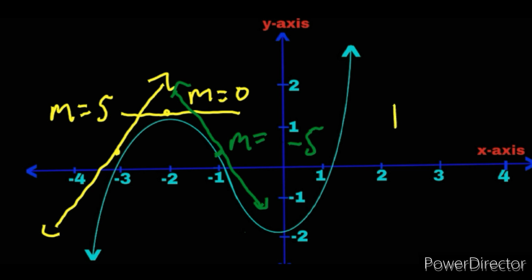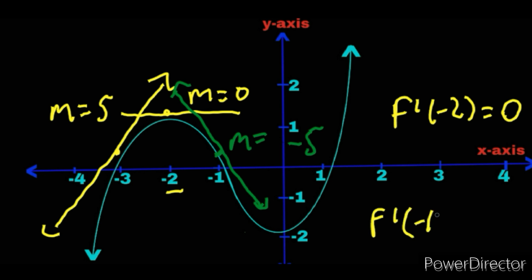If they say the first derivative when x is equal to -2, they're asking what is the gradient of the tangent when x is equal to -2. And we know this is going to be 0 because it has a horizontal tangent there. So the first derivative just means the gradient of the tangent. If they ask what is the first derivative when x is equal to -1, they're asking what is the gradient of the tangent when x is equal to -1, and that will be -5.